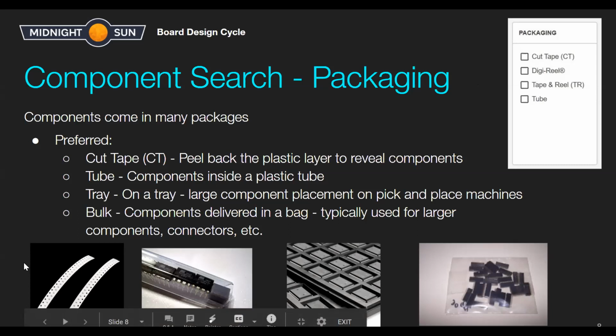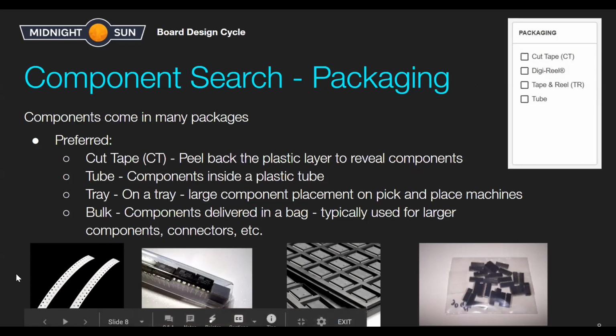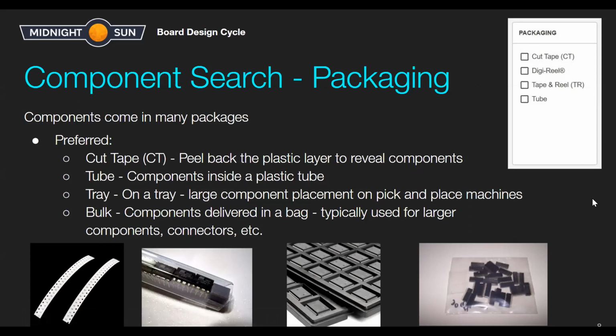It's just a tape of components. You peel back a plastic layer to show all the components on there. Resistors and capacitors and some LCs usually come in that tape. It's very easy. It's super simple. Small components fit in there really nicely and won't fall out. So that's the most common for resistors and capacitors. In your filters, you just hit cut tape if it's a resistor or capacitor, and then you're good to go. And then you won't need any of the tape and reel, which we'll discuss later.